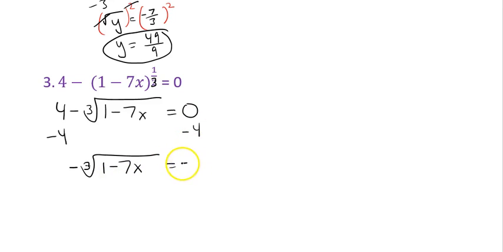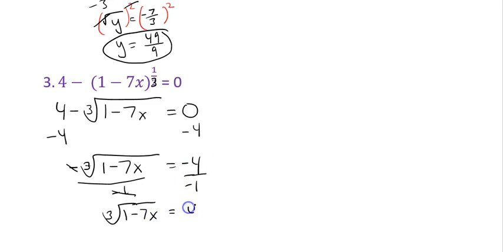And 0 minus 4 is -4. Now I'm going to divide by that negative, because technically it's -1 times that radical. So divide by -1. The negatives will cancel out on this side. I have the cube root of 1 minus 7x, and over here I have a positive 4.